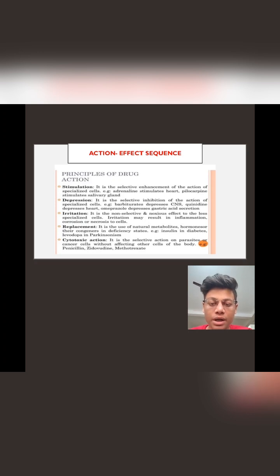Third, irritation. It is the non-selective and noxious effect on the less specialized cells. Irritation may result in inflammation, corrosion or necrosis of cells. Fourth, replacement. It is the use of natural metabolites, hormones, or their congeners in deficiency states. Example, insulin in diabetes, levodopa in Parkinsonism. Fifth is cytotoxic action. It is the selective action on parasites or cancer cells without affecting other cells of the body. Example, penicillin, zidovudine, methotrexate.